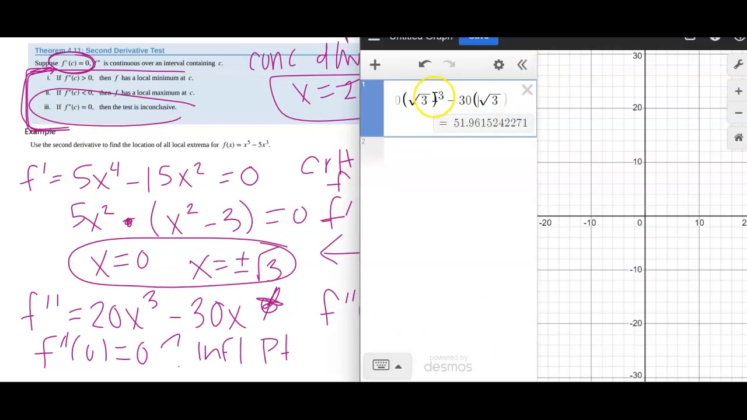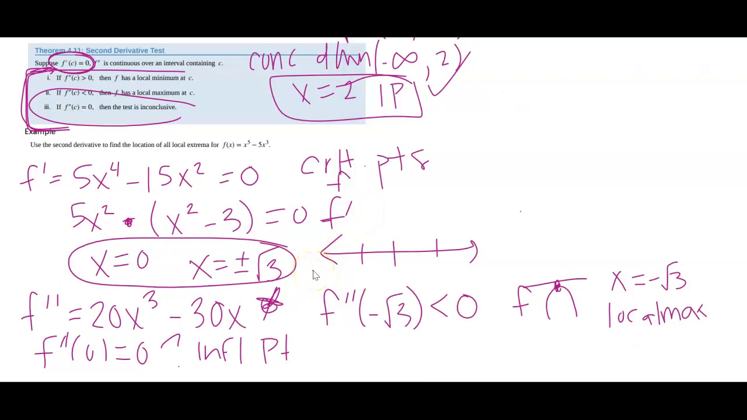All right, let's see what happens when I just change these to positive root 3. Okay, I end up getting a positive number. So f double prime of root 3 positive means f is concave up. Therefore, x equals positive root 3 is a local min.